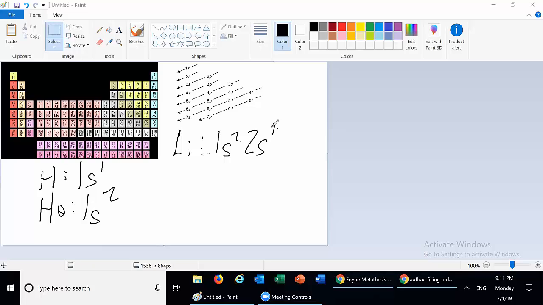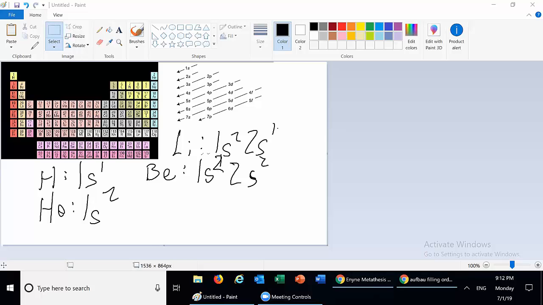So then, can someone tell me the electron configuration of beryllium? It's 1s with 2 electrons and 2s with 2 electrons. Yep. The first one is also 2. Okay.